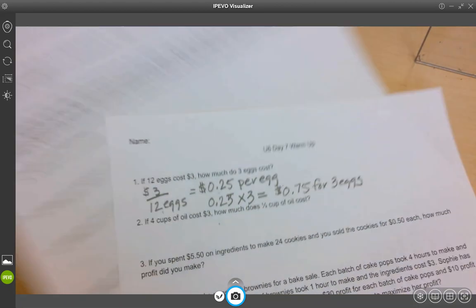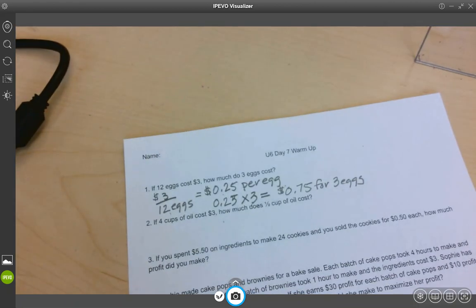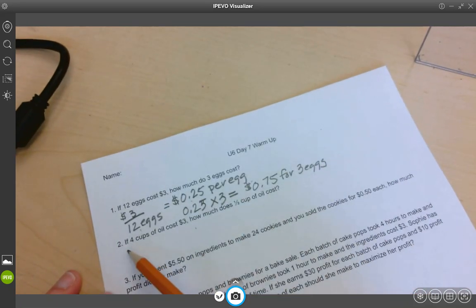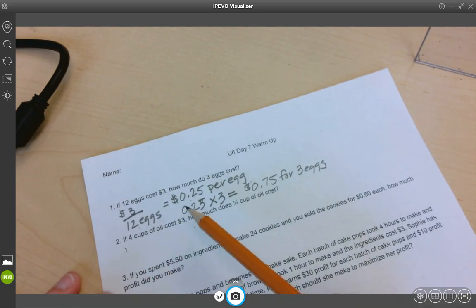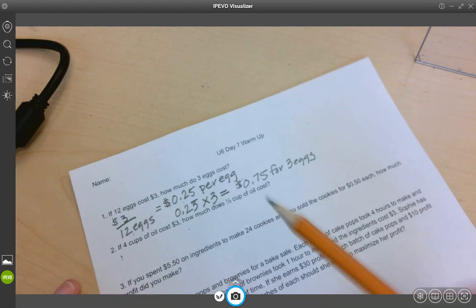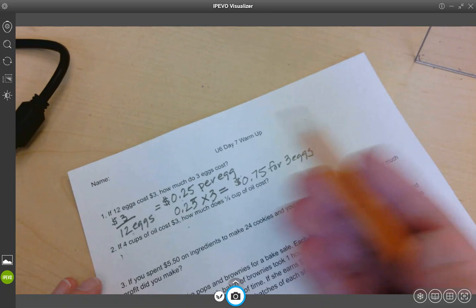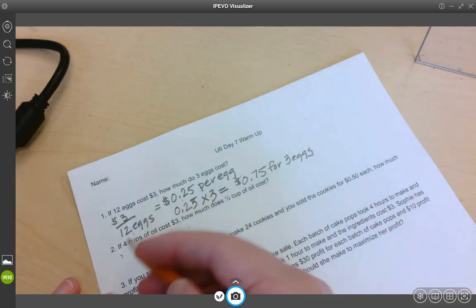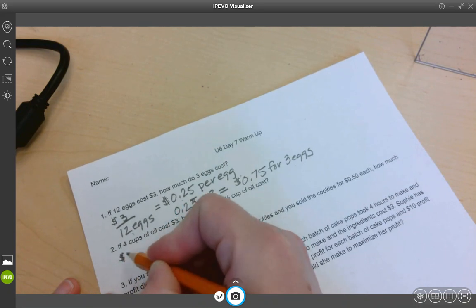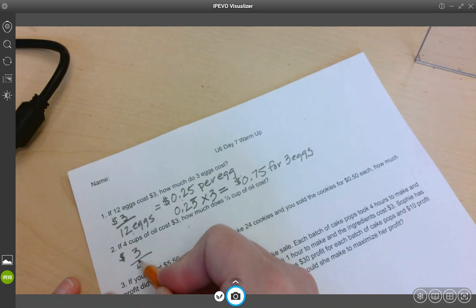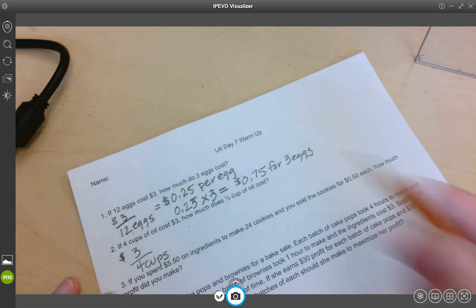All right, so we're gonna move forward. Did anybody use Nadim or Shelby's method for number 2? Raise your hand if you use Shelby's method. Raise your hand if you use Nadim's method. All right. I think you did use one of those methods. I think you just lost track of which was which. So 4 cups of oil cost $3. Did anybody take the $3 and divide it by 4? Yeah? It doesn't divide nicely, does it?